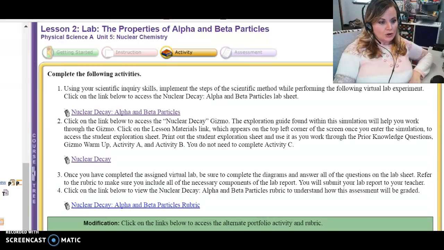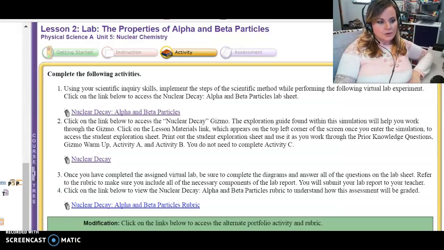But all you need to turn in to me is a single PDF document for this. There are some directions I want to make sure I go through with you in terms of where you find the instructions and what you actually need to submit to me. Okay, and we'll talk just a little bit about radioactive decay because that's what this whole portfolio is on.